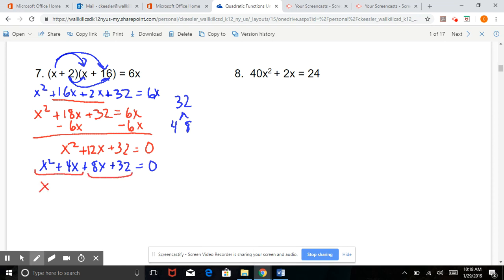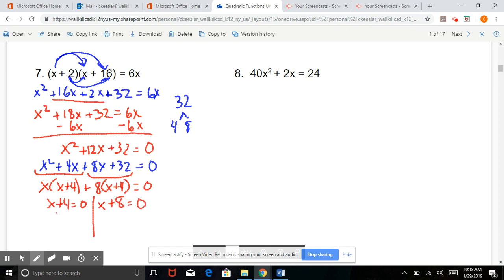I can factor out x and I get x plus 4. I can factor out 8 and I get x plus 4 again. So we have x plus 4 equals 0, or x plus 8 equals 0. Solving for x, we subtract 4, and we get x equals negative 4. Subtract 8, and we get x equals negative 8. Therefore, our solutions to the original equation are x equals negative 4 and x equals negative 8.